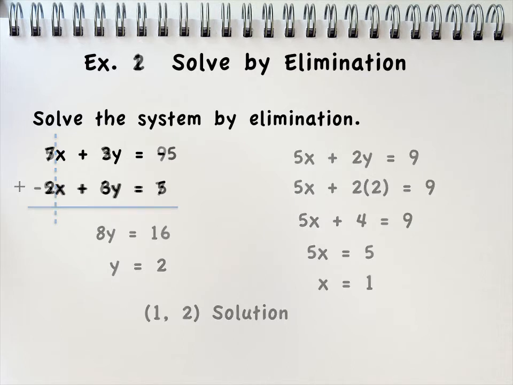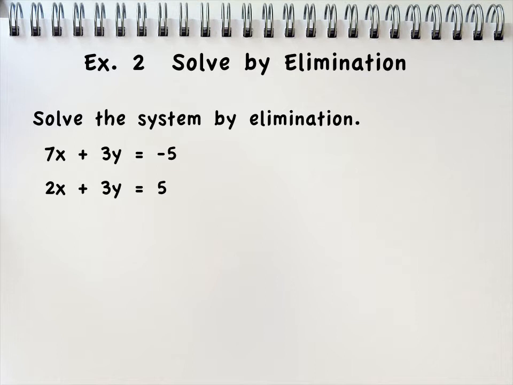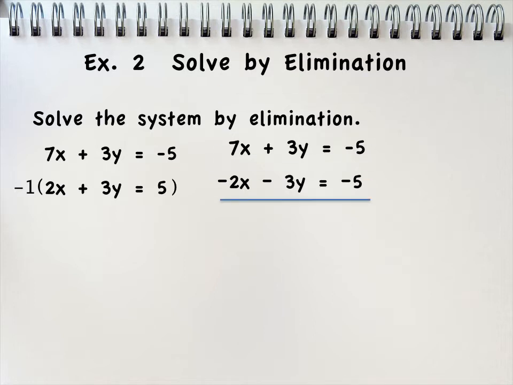Let's look at another example. Here, if I add the two equations, the x terms will not eliminate and the y terms will not eliminate. But if I just multiply the bottom equation by -1 and rewrite the system, now when I add them, the y terms will eliminate. And I end up with 5x is equal to -10. x equals -2.